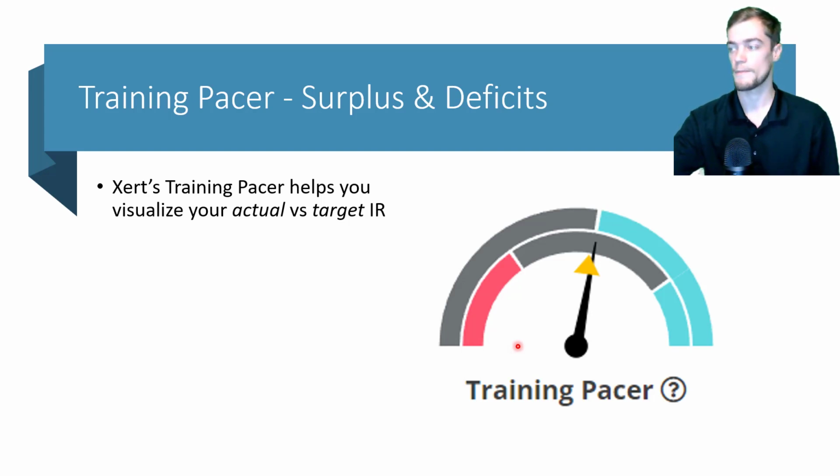You'll notice first of all that the training pacer has a needle here, and the needle is surrounded by 2 rows of semicircles. Now, the needle itself is referring to how your training has progressed over the last 7 days.